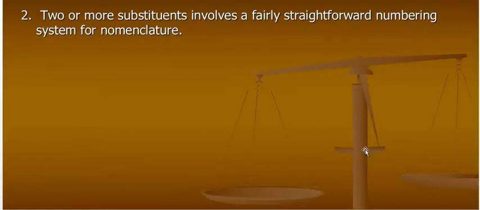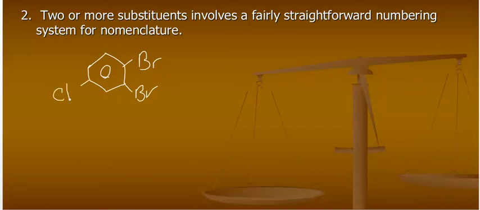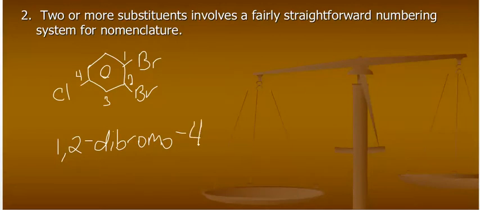If I have two or more substituents, I'm going to follow the rules that I've been using so far. So let's say we have this compound right here. I want the most groups on the lowest possible number, so I'm going to start numbering right here with carbon 1, carbon 2, carbon 3, carbon 4. Bromine comes first alphabetically, so they're listed first. So it'd be 1, 2, dibromo. Chlorine's on carbon 4, so 4, chloro, and then benzene.